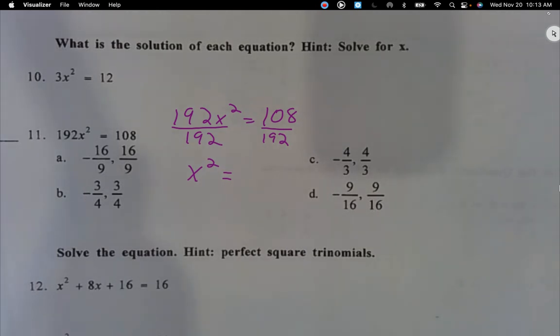0.5625 divided by 192 and 9/16. 9/16, that's what I'm looking for. Yes, you're just right ahead of me. Okay? So, 9/16. If I just type this in my calculator, it'll give you a decimal.